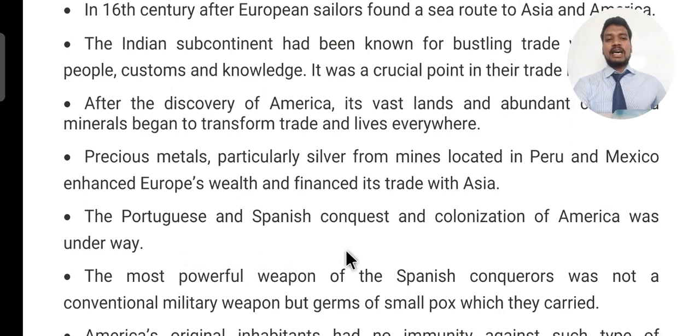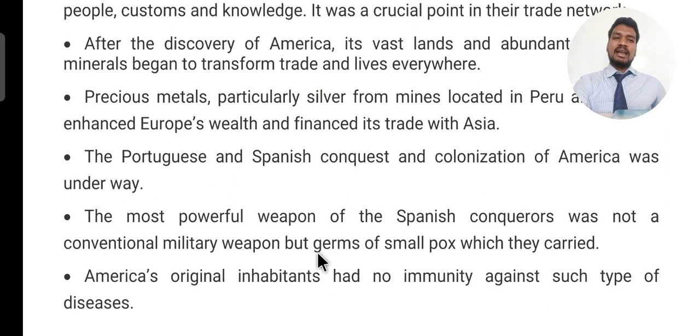The Portuguese and Spanish conquest or colonization of America was underway. America was conquered by the French, Portuguese, British and the Dutch. These are all countries in Europe. So this group of people from different countries in Europe conquered and acquired different parts of the world, is it not?